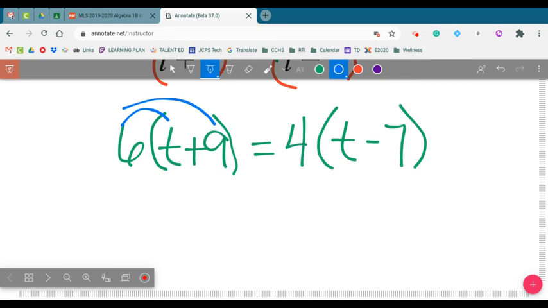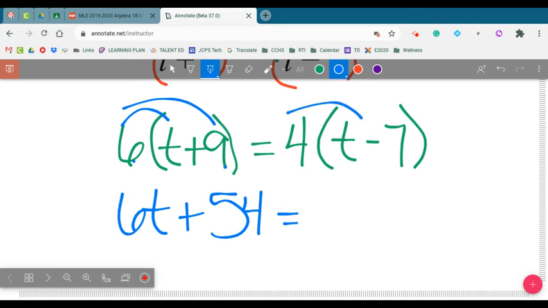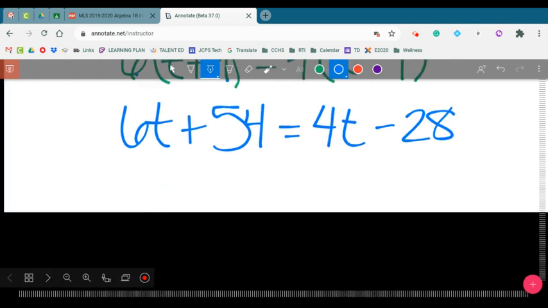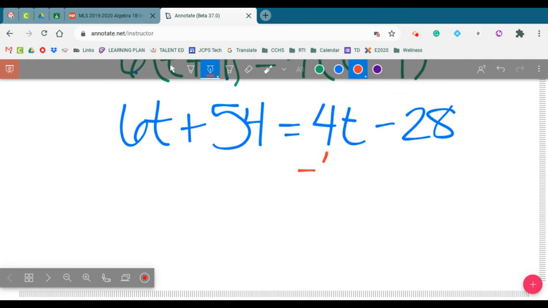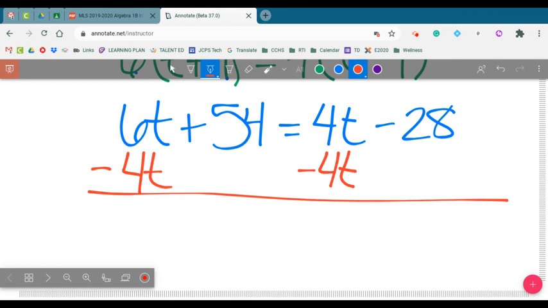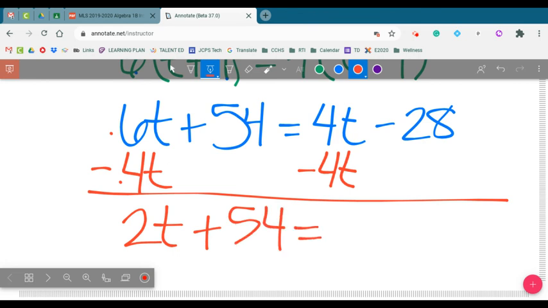First step is to distribute. You get 6t, and then 6 times 9 is 54. That's a bigger number. And then you get 4 times t, which is 4t. And 4 times negative 7 is a negative 28. And then I'm going to solve. So I'm going to subtract 4t. You get 6 minus 4 is 2t, plus 54 equals negative 28.